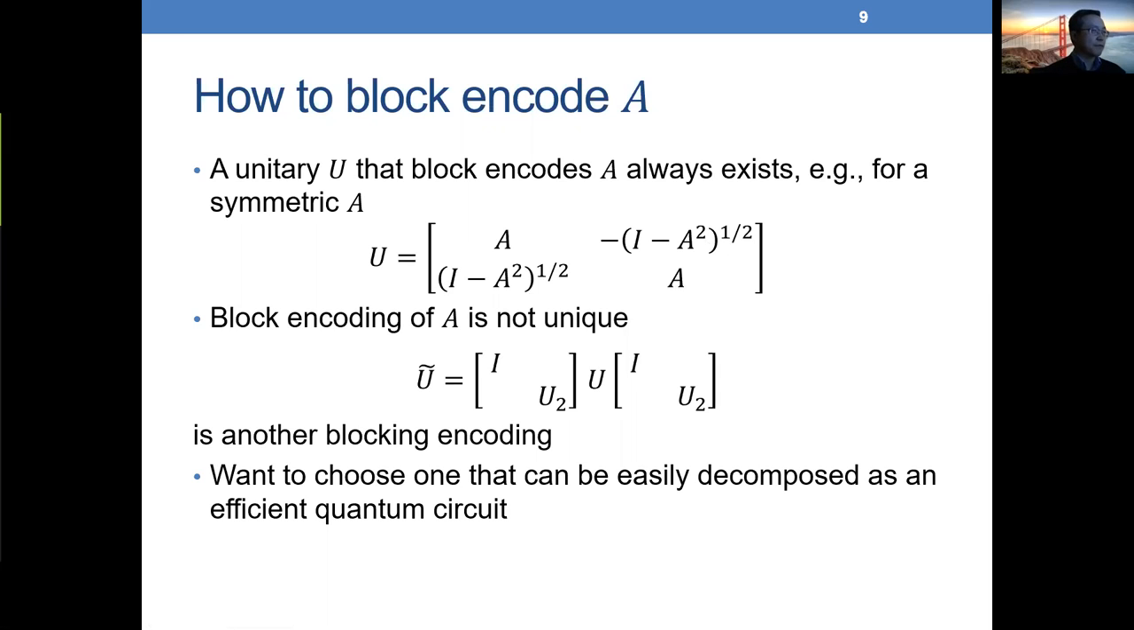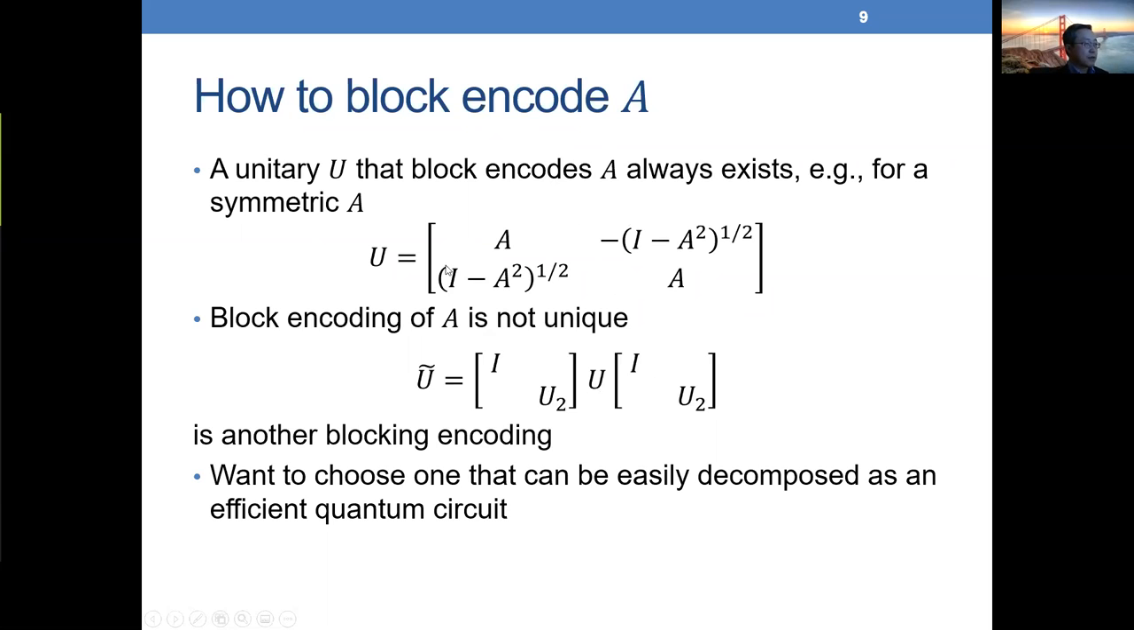I have to make some assumptions about A being real, or in general, you can be complex, and then you have to turn some of these conjugates on somewhere. So this matrix is unitary, but the block encoding of A is not unique, okay? So you can see that if this is U, you can apply any transformations like that with any U2, and you can still get another block encoding.